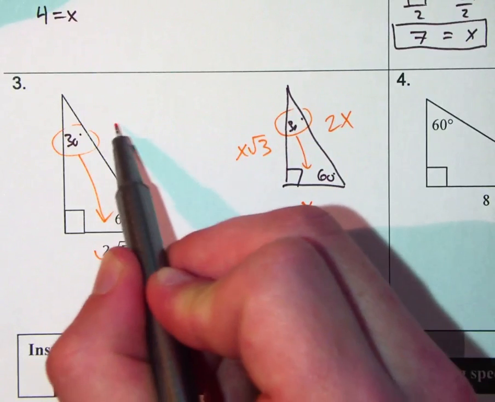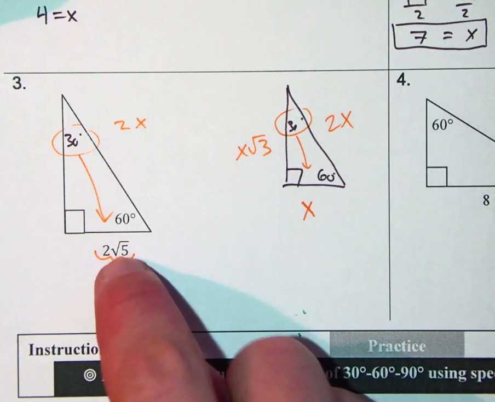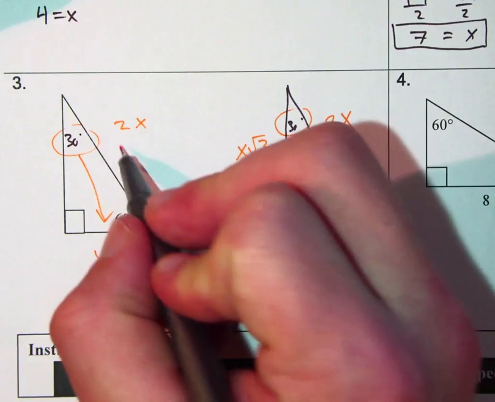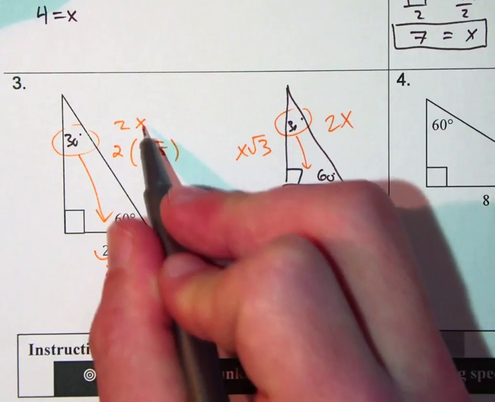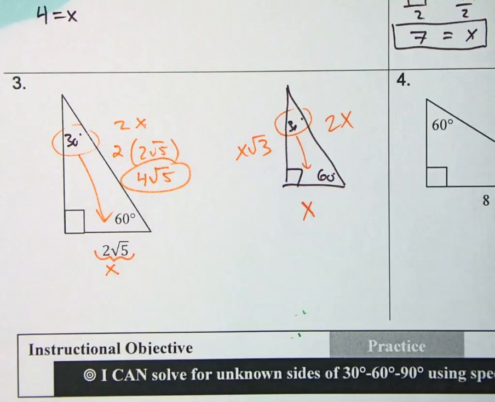So when you go to write it here for 2x, when you put this whole thing right here in for that x, then you have to multiply it by 2. So it becomes 2 times 2 square root of 5. All I did was put this right there. That's going to be 4 square root of 5.